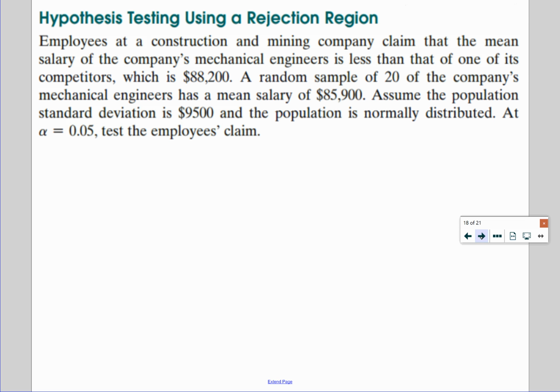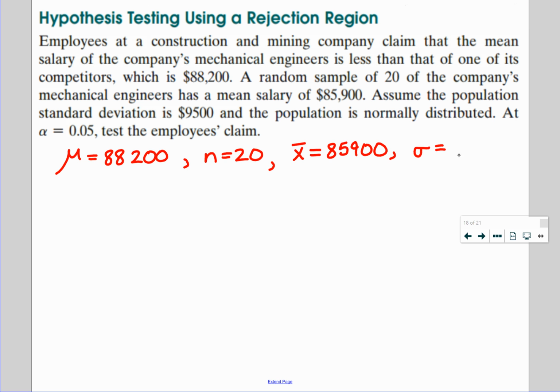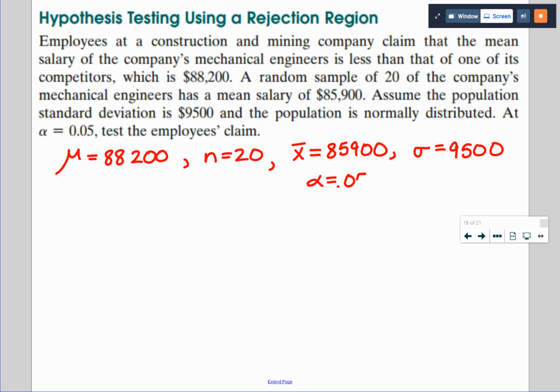All right, so let's see. 88,200 is going to be the claim. So we're going to label that as population mean, which we're going to test, and we'll put it in our hypotheses in a minute here. Random sample size is my n. In this case, that's 20. And the mean of that sample, so x bar, is 85,900. Population standard deviation, my sigma, is 9,500. Level of significance, 0.05, getting all those on there.